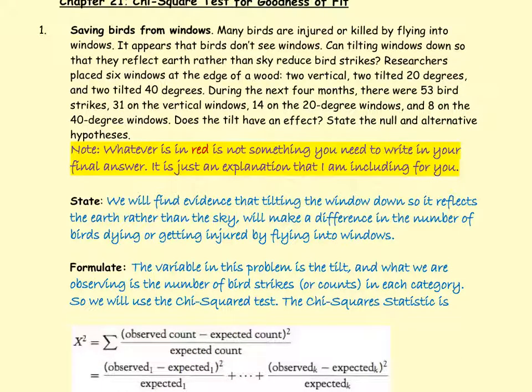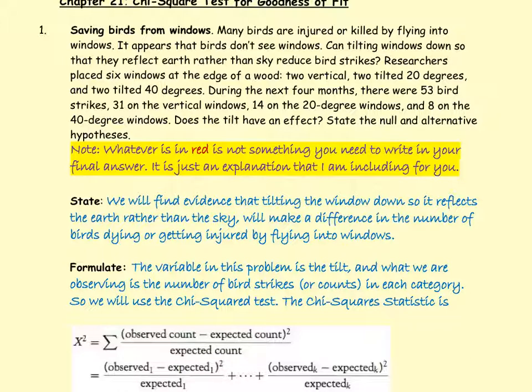First, pause the video for a minute and read the question carefully. So the question is about birds striking windows. The birds see the earth reflected on the window and they fly into it. So the researchers did a small experiment to see if tilting the windows towards the earth, so the reflection is the earth and not the sky, would actually reduce the number of bird strikes.